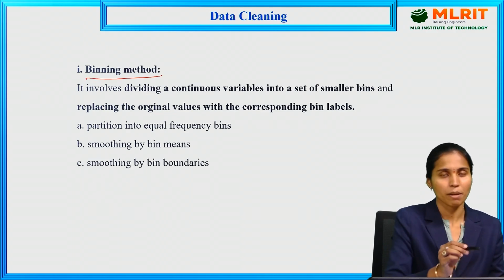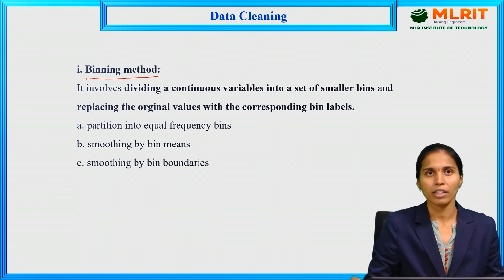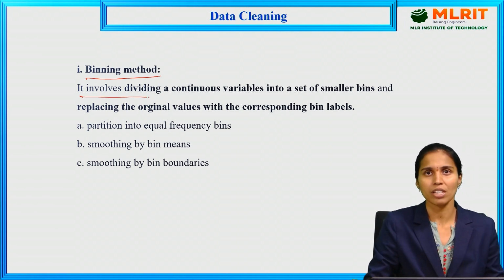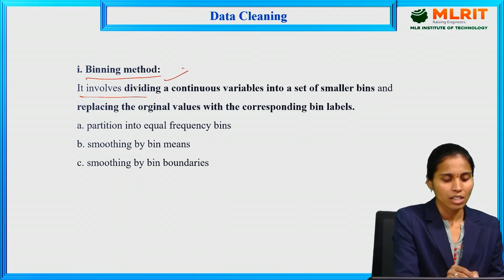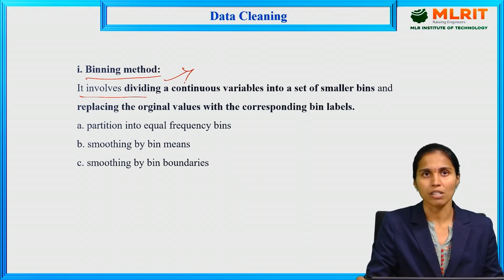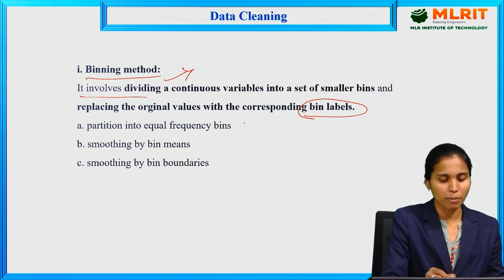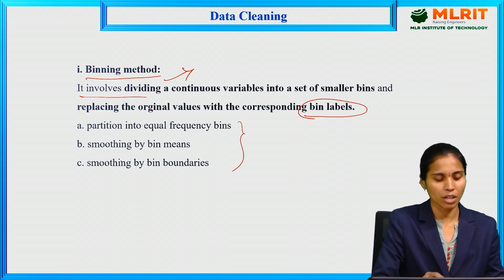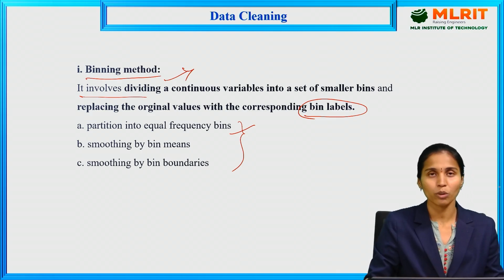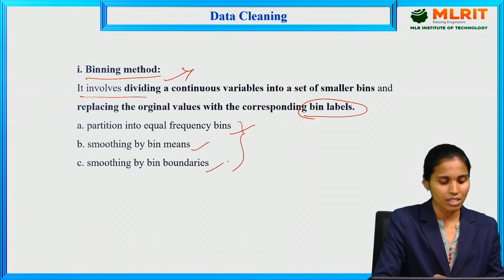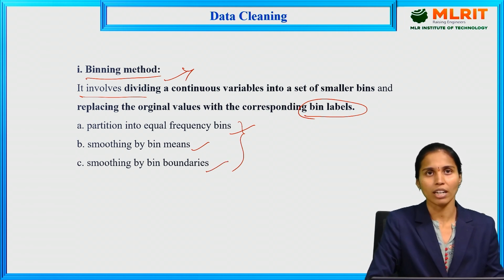So the first method is the binning method. What is the binning method? It involves dividing a continuous variable into a set of smaller bins, and replacing the original values with the corresponding bin labels. In this binning method, we follow three steps. The first step is partition into equal frequency bins. The second step is smoothing by bin means. The third step is smoothing by bin boundaries.